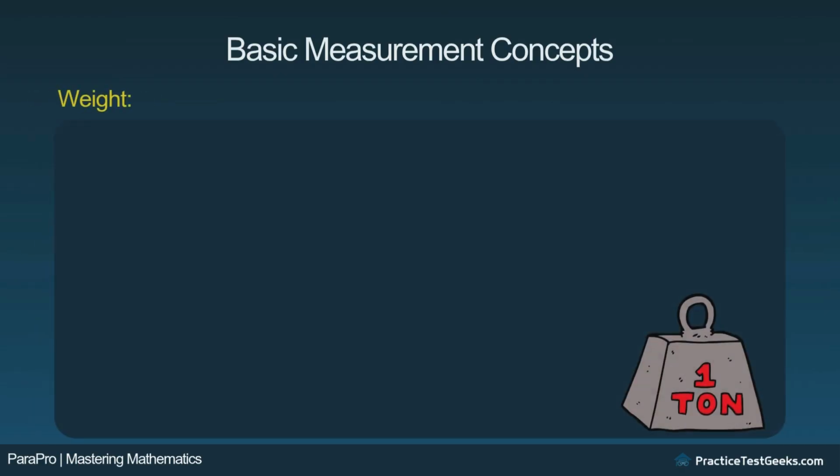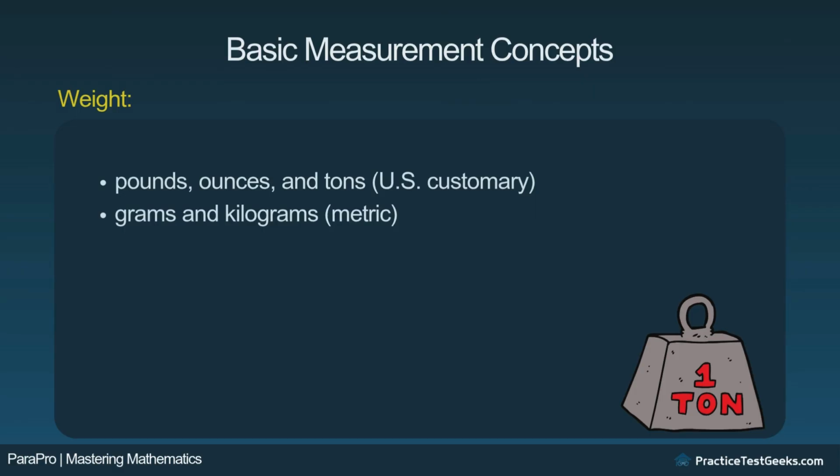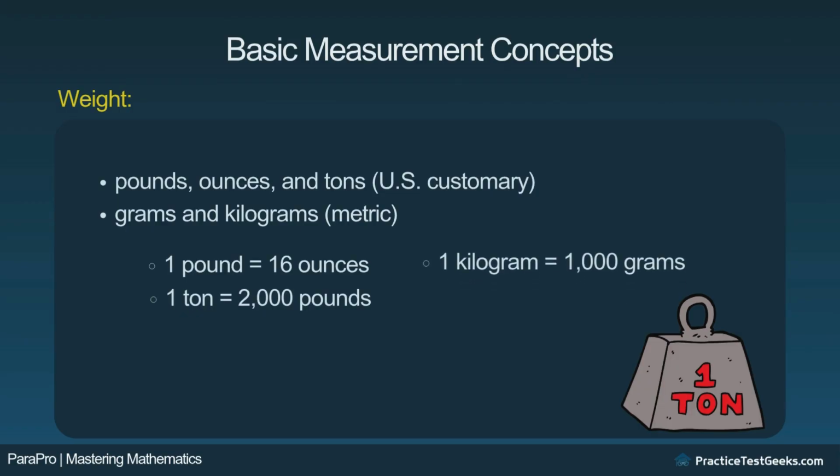Weight. Common units of weight include pounds, ounces, and tons, U.S. customary, or grams and kilograms, metric. Conversions: 1 pound equals 16 ounces, 1 ton equals 2,000 pounds, 1 kilogram equals 1,000 grams.